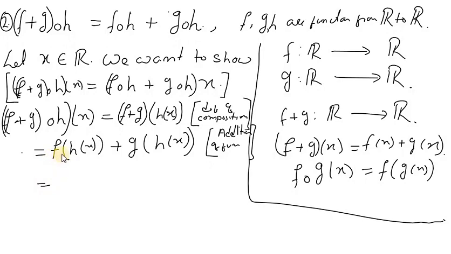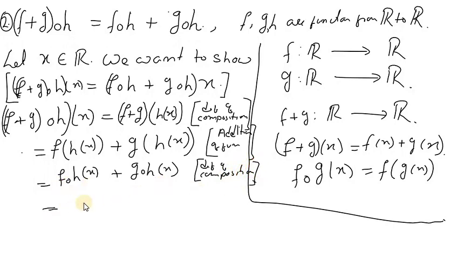Now f of h of x, by definition of composition, is (f o h) of x. And g of h of x is (g o h) of x. So this is again the definition of composition. Now by definition of addition, this will be (f o h) plus (g o h) of x.